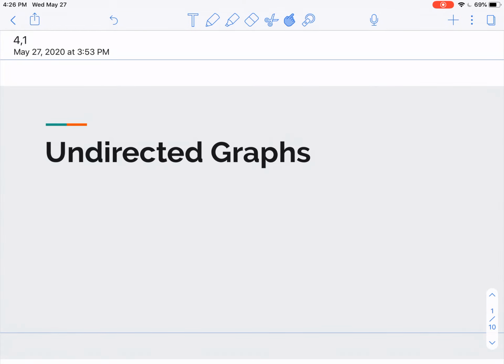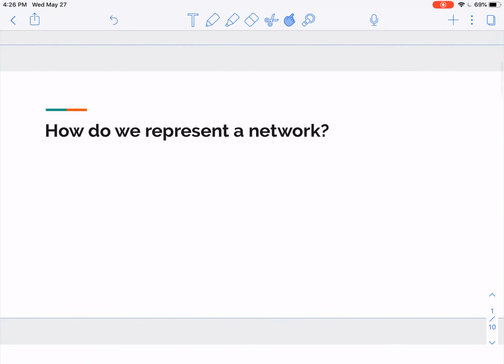Today we'll be talking about undirected graphs. So what's the motivation for an undirected graph? Well, you can think of it sort of as a network. So let's say we're trying to model people and their friends. So maybe for each person, we'd make a little dot, which in a graph we call a node.